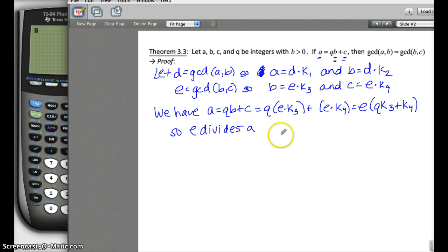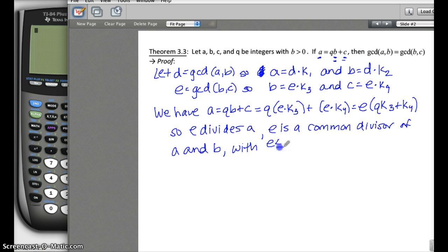And we already knew that E divides B from this statement that we had here. So E is a common divisor of both A and B. So we just showed that E divides A. We already knew that E divides B.